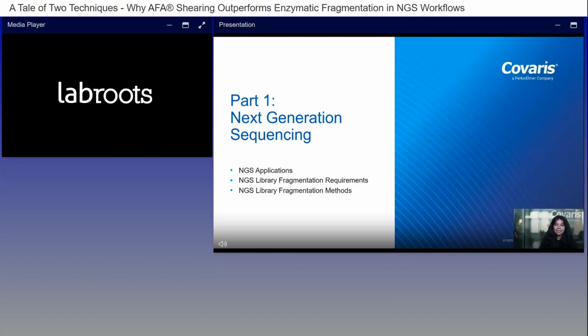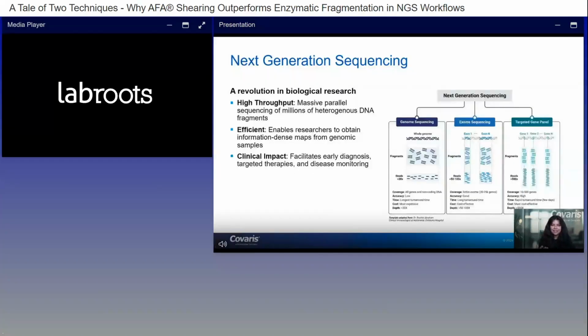So let's start with NGS, next-generation sequencing. I don't think it's an exaggeration to say that NGS has been a revolution in biological research. Unlike previous sequencing techniques, NGS enables massive parallel sequencing of millions of heterogeneous DNA fragments. And with these tools, researchers can get information-dense maps from their genomic samples, assembling genomes, detecting variants, and really making more informed decisions for both their clinical and their academic research.